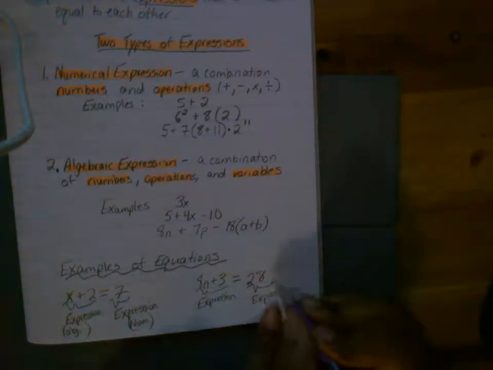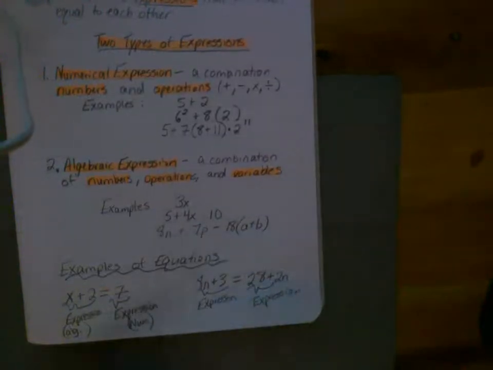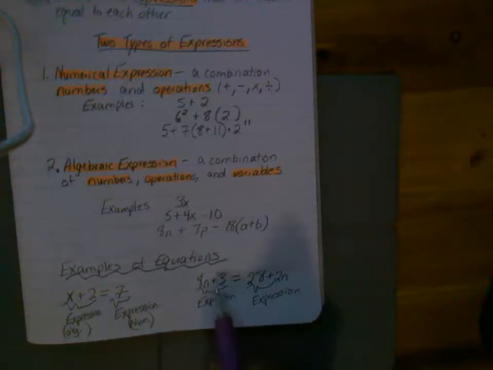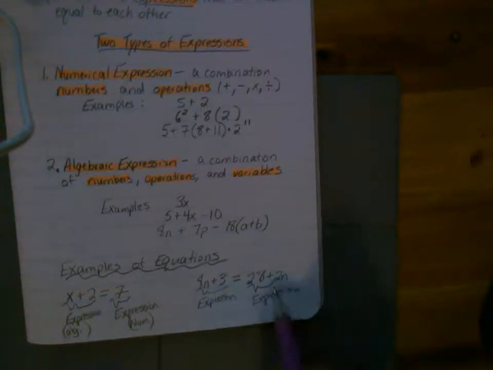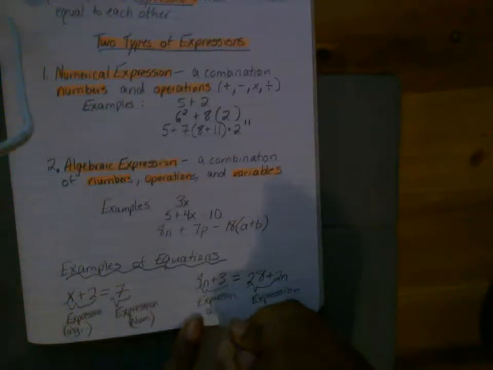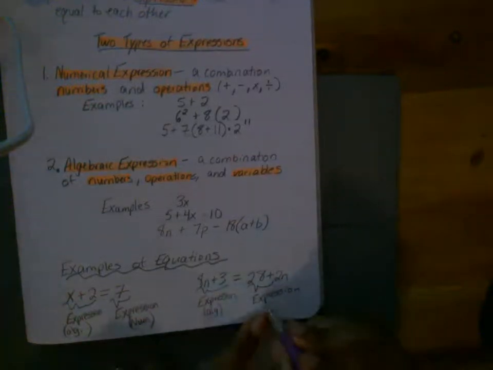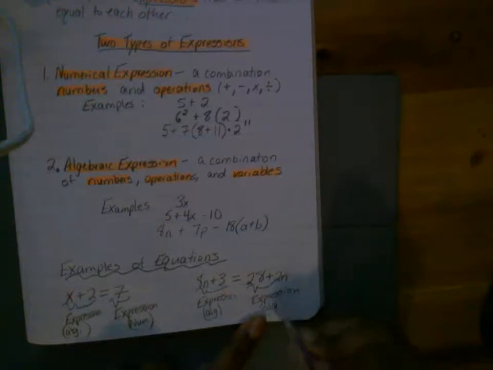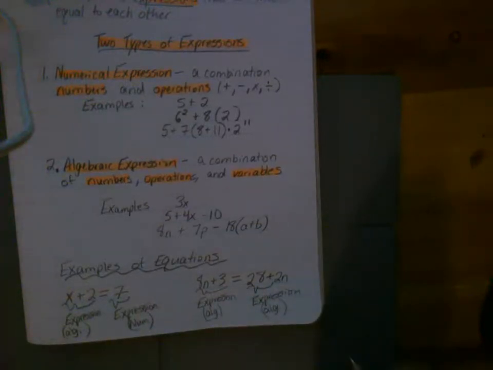And I can make this one a little bit longer. I can put a plus 2n on this side. We can have variables on both sides. Okay, this then is an algebraic expression. This is now an algebraic expression as well. And I can abbreviate algebraic. Any questions so far?